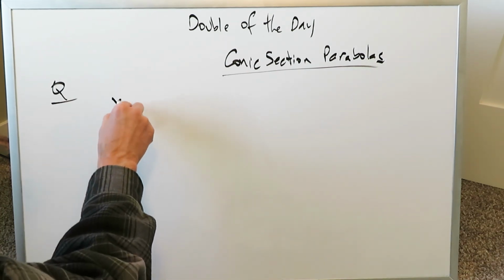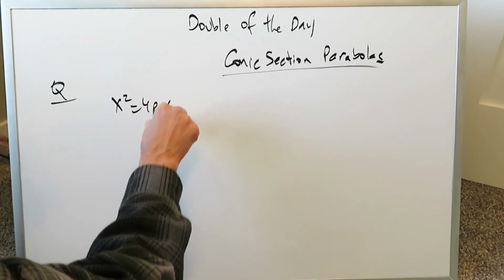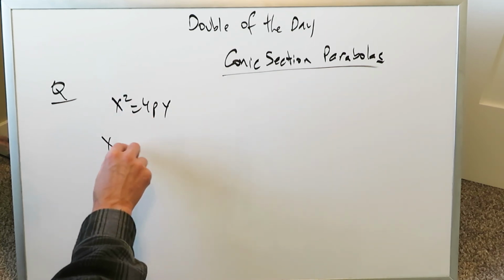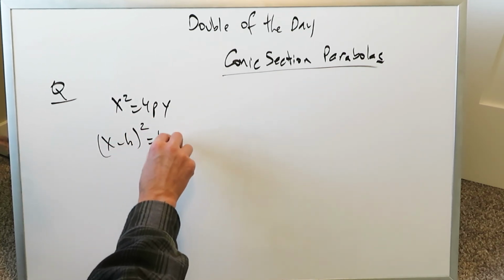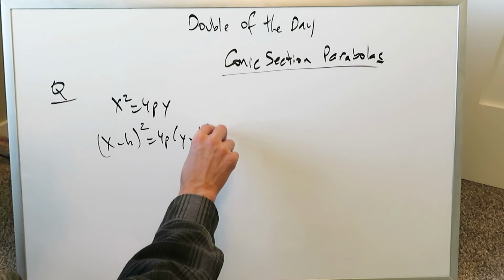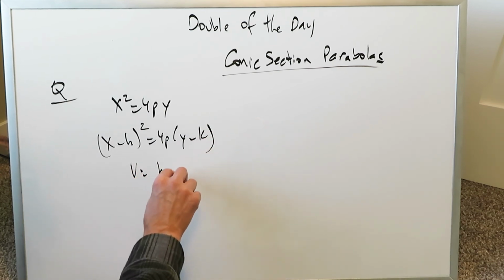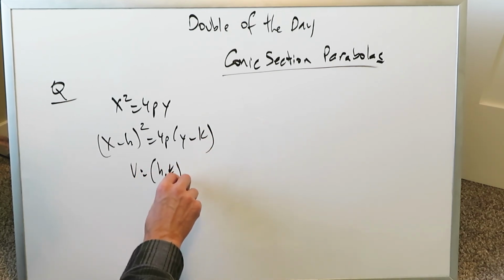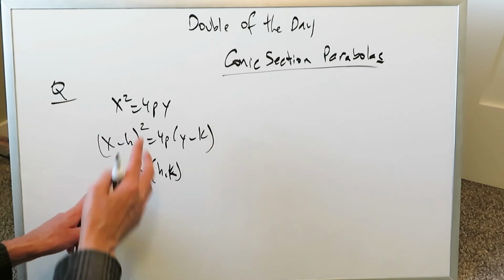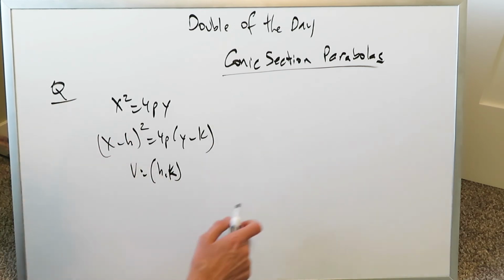Look what happens here. X squared is equal to 4py for a parabola that's directed upwards. X minus h whole square is equal to 4p into y minus k. Now you have a vertex here which is h comma k, and everything will adjust accordingly. This is no longer a parabola pointing upwards from the origin. It has been shifted.